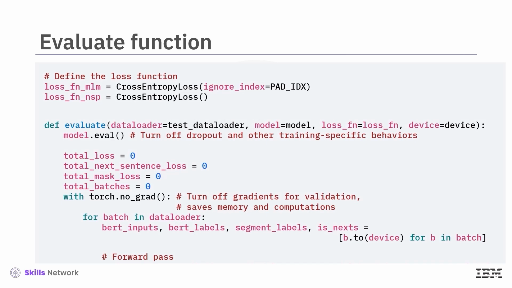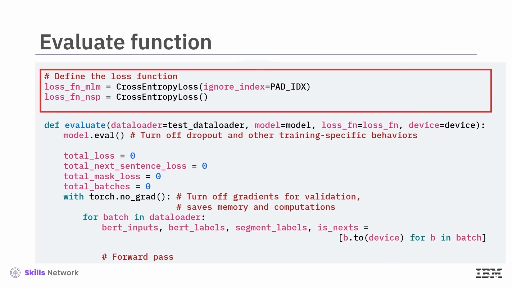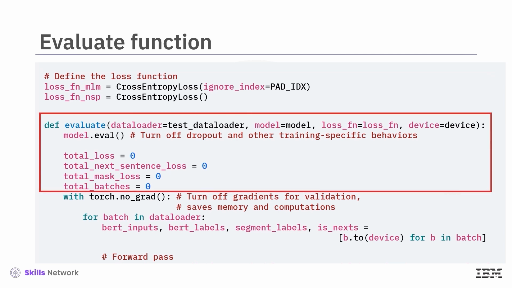Now that the model is created, the next step is to train it on the data and assess its performance. To facilitate this process, you can define an evaluate function. This function will be used to evaluate the BERT model's performance and to assess the model's progress during the training phase. First, the loss function is defined. The loss function is cross-entropy loss, which you can use to calculate the loss between the predicted and the actual values. The evaluate function takes several arguments: data loader, model, loss_fn, and device.